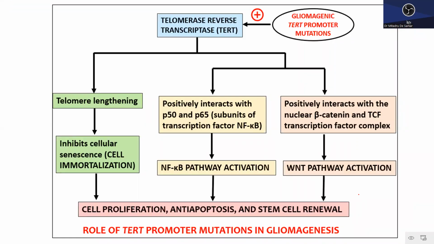Then the third abnormality is the TERT promoter mutation, TERT being the telomerase reverse transcriptase. This kind of activating mutation will result in increased telomere lengthening. As a result, the cell gets immortalized. At the same time, because of the mutation, there will be increased binding of the transcription factor NF-kappa B through the P50 and P65 subunits. There will also be increased binding of other transcription factors like TCF, which is present in the WNT pathway, resulting in upregulation of the NF-kappa B and the WNT pathway, and cell proliferation and stem cell renewal, resulting in gliomagenesis.